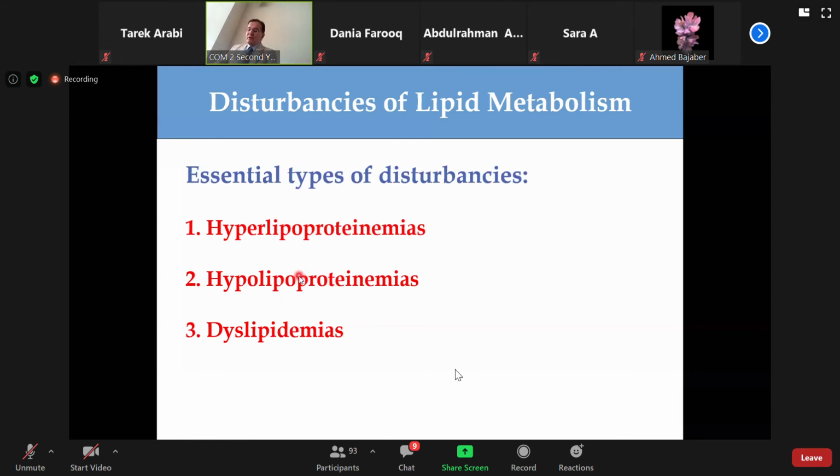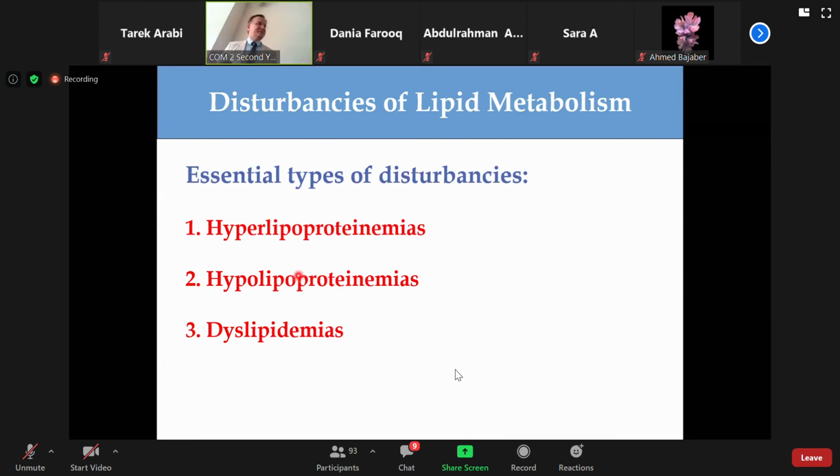So there are several disturbances of lipid metabolism. That includes essential types of disturbances. And then we have secondary types. We're going to discuss both. The first, essential types of disturbances, include the hyperlipoproteinemias, hypolipoproteinemias, and then dyslipidemia.